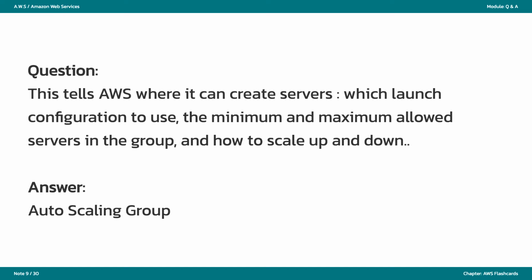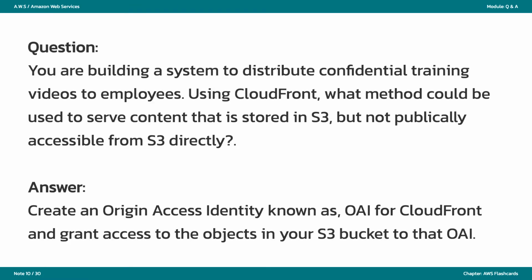Question: This tells AWS where it can create servers, which launch configuration to use, the minimum and maximum allowed servers in the group, and how to scale up and down. Answer: Auto-scaling group. Question: You are building a system to distribute confidential training videos to employees. Using CloudFront, what method could be used to serve content that is stored in S3, but not publicly accessible from S3 directly? Answer: Create an origin access identity, known as OAI, for CloudFront and grant access to the objects in your S3 bucket to that OAI.